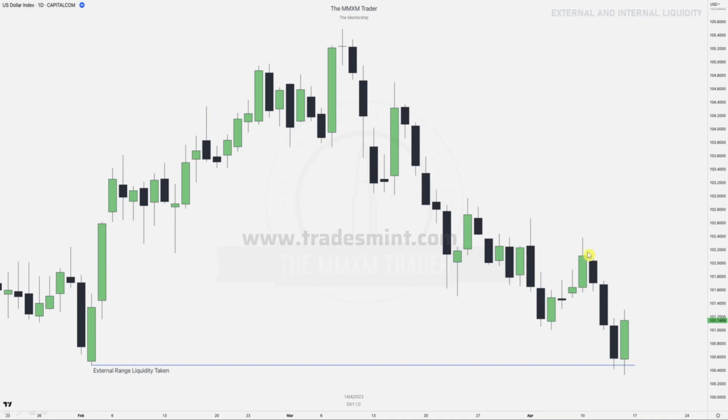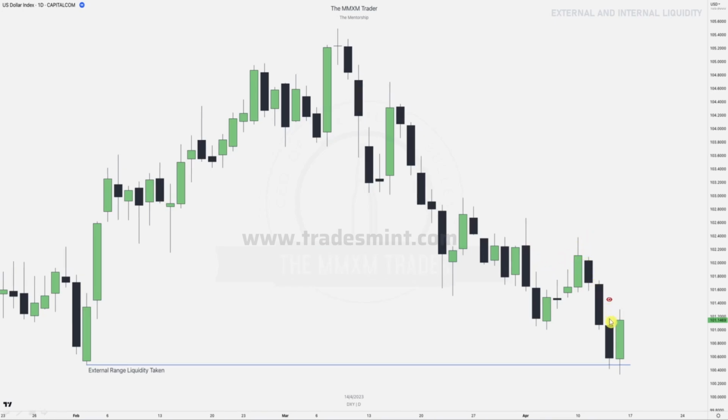There's no imbalance anymore over here, so price has issues going up way higher than here, and it just keeps declining, taking out this external range liquidity. Now we took external range liquidity. Do we see an imbalance anywhere, right, where we can reprice into?